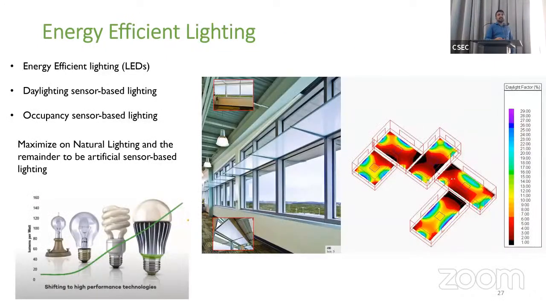As for energy efficient lighting, by using LED lamps instead of incandescent or CFL lamps, we can get a higher light output from less wattage. That's because the efficacy, in lumens per watt, of LED light is higher than the other lights. And also we can have daylight sensor-based lighting to maximize natural lighting. And if we go further, we can have occupancy sensor-based lighting to switch off the lighting in a particular area if it is not in use.